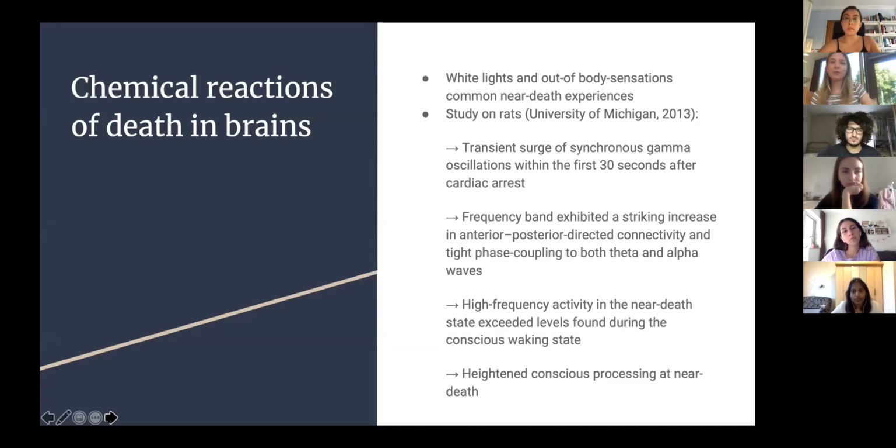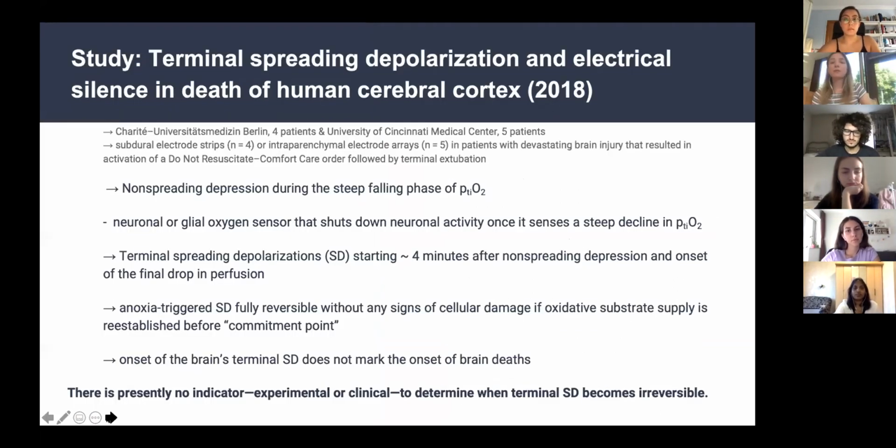Okay, and moving on to the next study I'm going to be talking about, because the first study, obviously, was in rats, so people were not sure if you can transfer it to human brains. But there was a study in 2018 conducted in Berlin and Cincinnati with 9 patients, whose goal was to predict the time available for resuscitation until irreversible damage. And they found a non-spreading depression. That's defined as the silencing of spontaneous electrical activity during the steep falling phase of oxygen level in the brain when the people were dying, which could be explained by oxygen sensors in the brain.